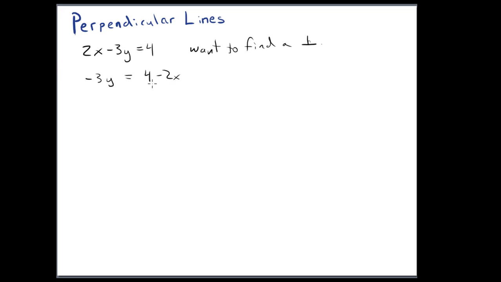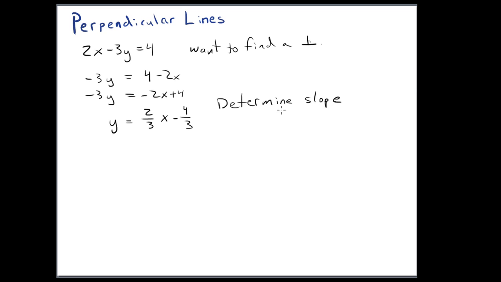Solving for y, 4 minus 2x, or minus 2x plus 4. There we go. So y is 2/3 x minus 4/3. Determine the slope. We get negative 1 over the slope, the negative reciprocal, which in this case for 2/3 is negative 3/2.